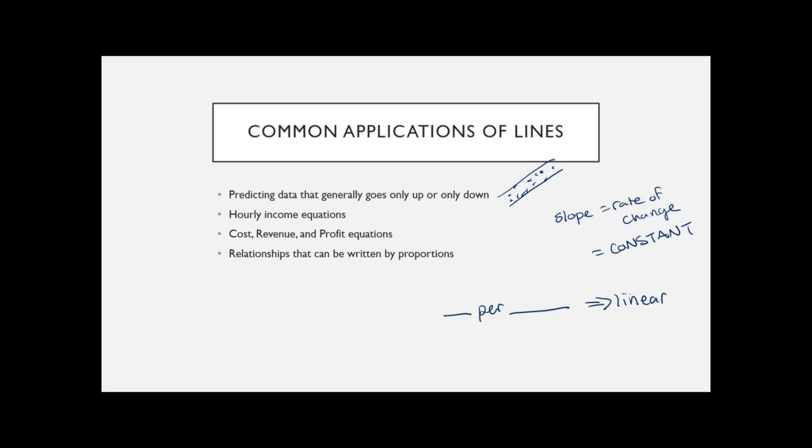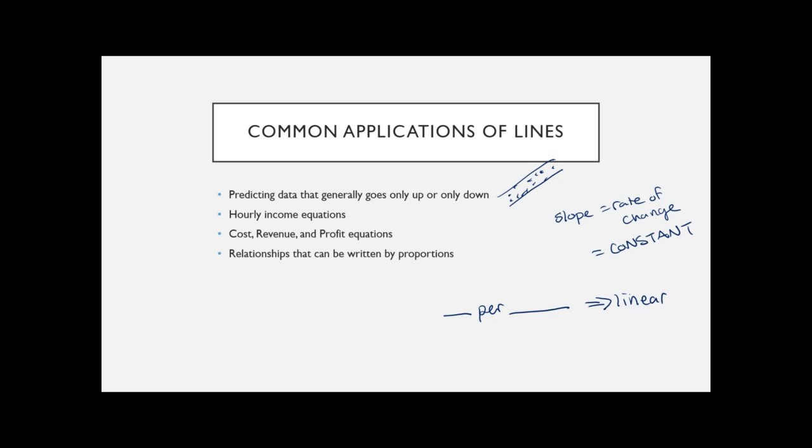Related to hourly income is just business in general. A lot of cost equations, revenue equations, and profit equations are linear. And that's because for your cost, usually you may have a flat cost, which we have as our y-intercept, essentially the cost you pay no matter how many items you produce. And then it costs you some amount to run a machine per item you make or per hour. And so you have that "per" going on, and so that's linear. And same thing with revenue. Revenue usually doesn't have a flat income, but it will have a flat amount you make per item that you sell. And so then you have that slope going on, so that's linear.